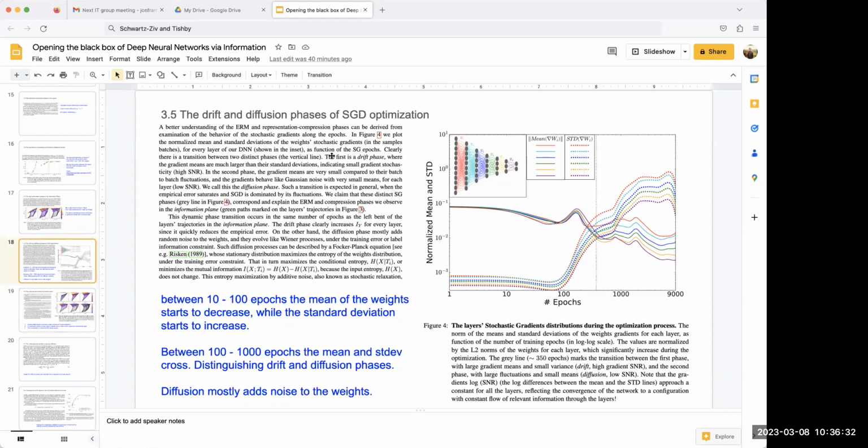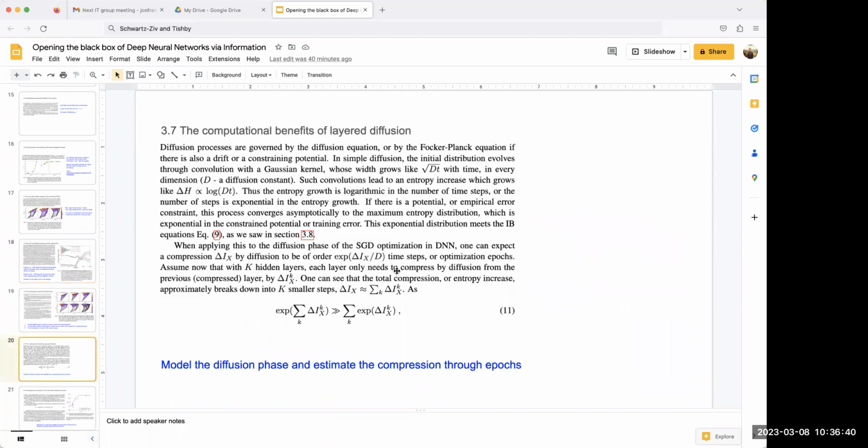And so they liken this to a diffusion process, and they can model that diffusion process. If you model the diffusion process, then you can get an estimate of the compression through the epochs. I think they talk about a couple different ways to model the diffusion, but generally, if you can estimate that diffusion, then you can estimate the compression.